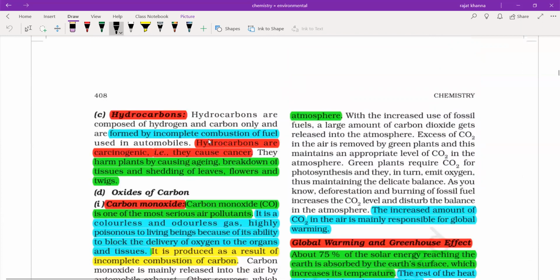Hydrocarbons are formed by incomplete combustion of fuels. Hydrocarbons are carcinogenic, and harm plants by causing aging, breakdown of tissues, and shedding of leaves, flowers, and twigs.